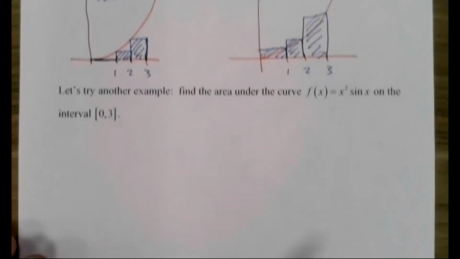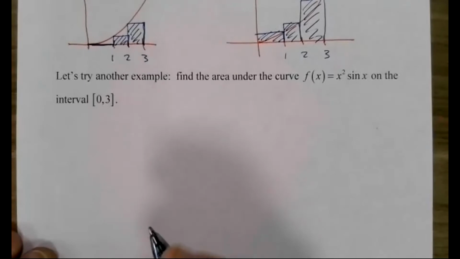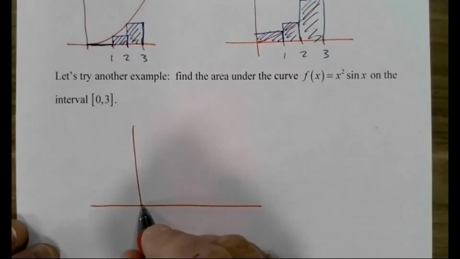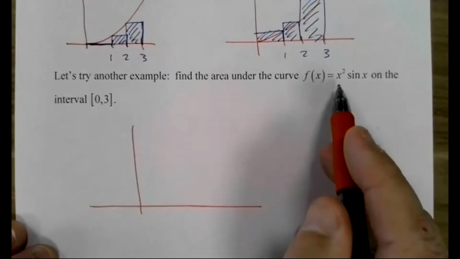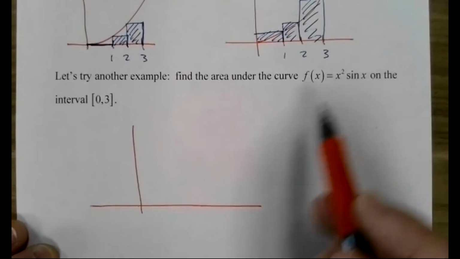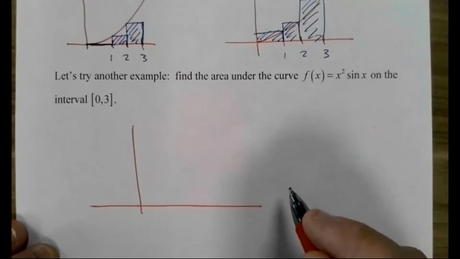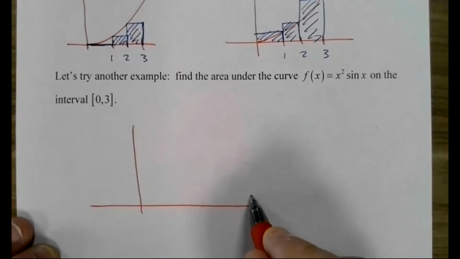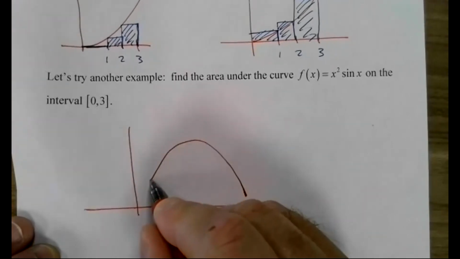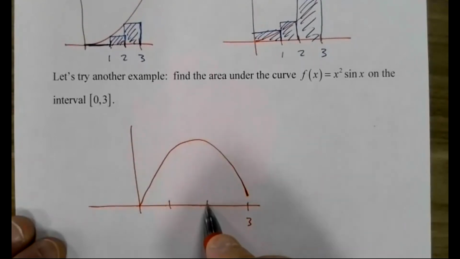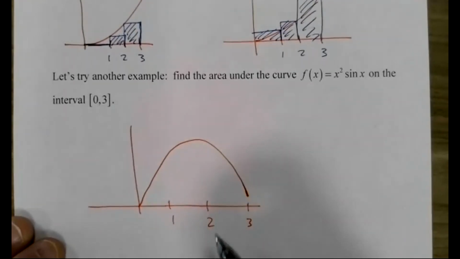So let's try an actual example. Find the area under the curve x squared sine of x. I happen to know that it graphs something like this. Plug in 0, we get 0. Plug in pi, we get 0. And we're out here at 3.14-ish. So we'll just do it from 0 to 3. So we're going to be a little bit above. It's going to look something like that. So hey, let's break it in chunks.